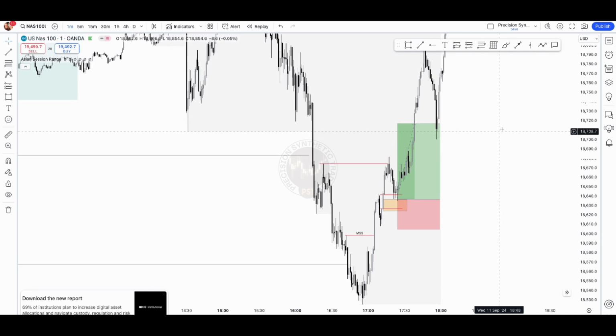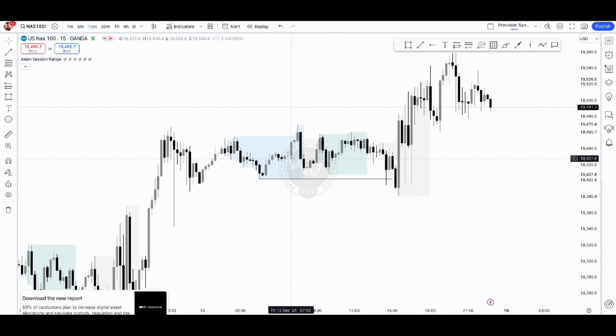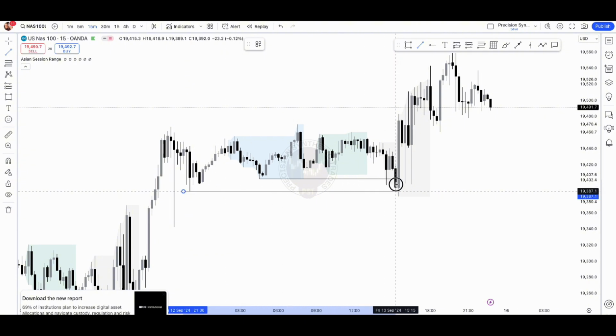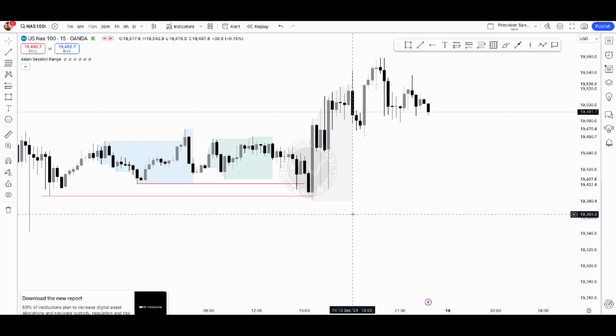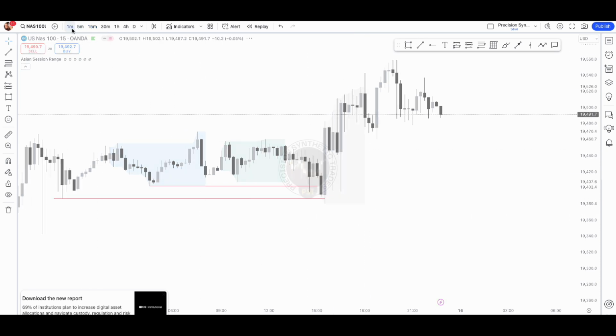All right, let's go to the next example. Right, as you can see, this is our Asian range. The lows of the Asian range in New York. Price took out our lows here. So what happened here, as you can see, we took out the Asian range. Price took out this liquidity that's been resting there, right there. Let's jump down to the lower time frame.